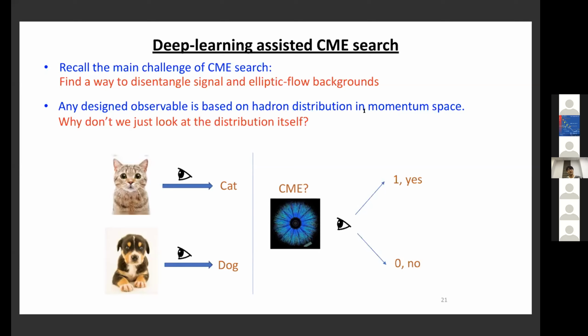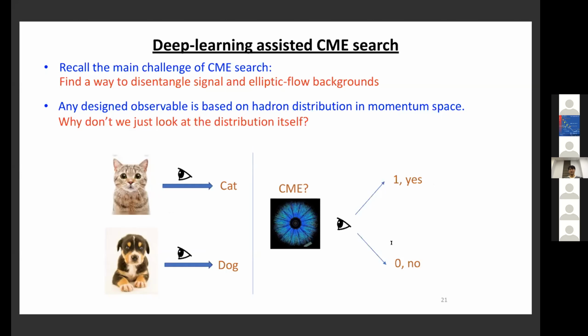In this case, we can think of the following situation. We have these events. Whether there is a CME could result in different charged hadron distributions. This would be similar to the situation where we want to distinguish between a cat and a dog by just looking at their faces. So can we distinguish whether there is a CME in that event by just looking at the charged particle distribution in momentum space? If there is a CME, that's 1, and otherwise it's 0.